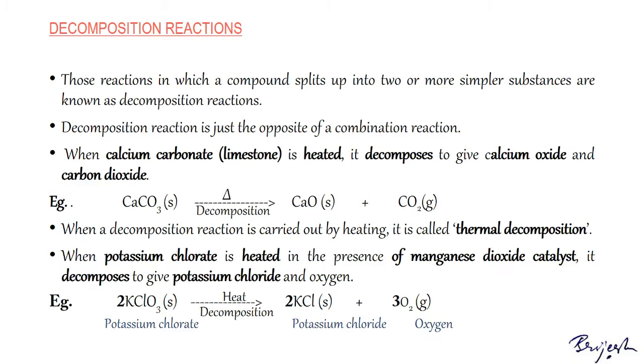When calcium carbonate is heated, it decomposes to give calcium oxide and carbon dioxide. So in this type of reaction, one substance, calcium carbonate, is breaking up into two simpler substances, calcium oxide and carbon dioxide. So this is a decomposition reaction.